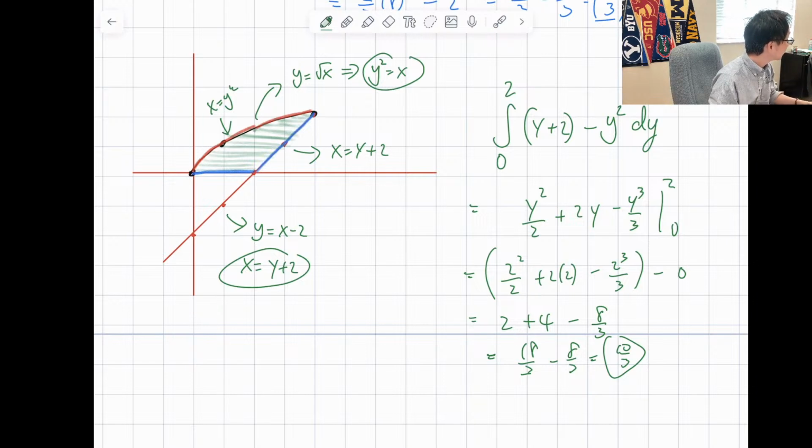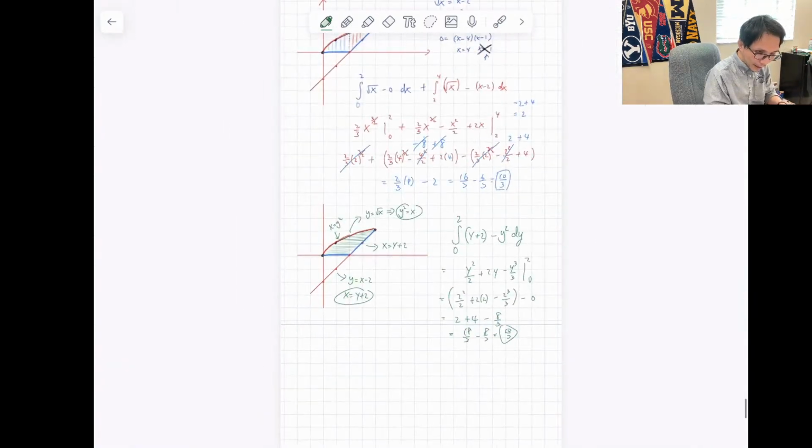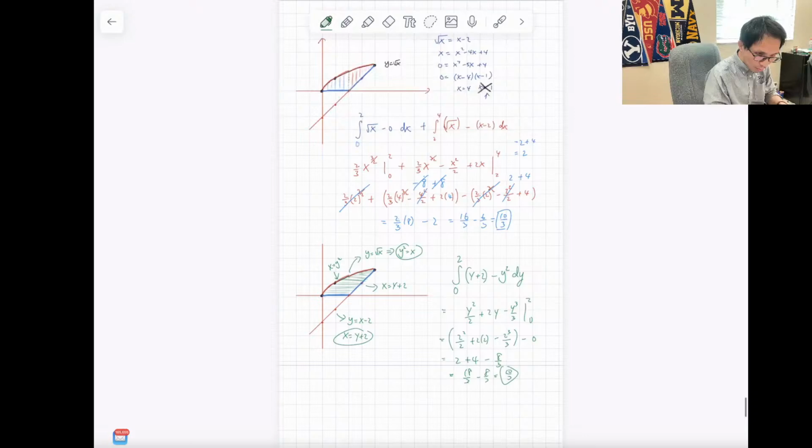Yes, Tyler? How would you set that up in the calculator? You just type in x. Don't type in y. Just type in integration 0 to 2 of x plus 2 minus x squared dx. You don't have to do it in terms of y. Do you see that this is much easier?